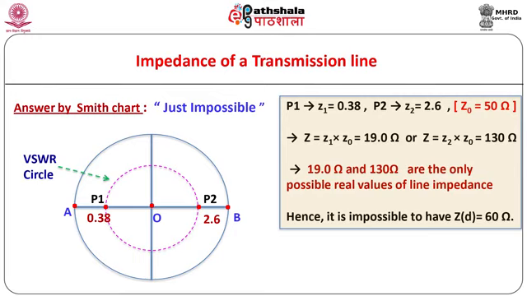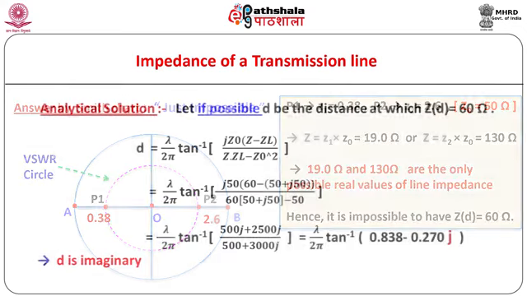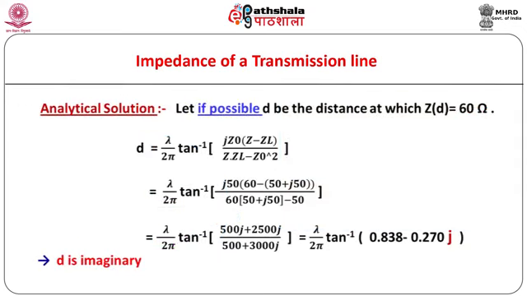Thus, we understand that 19 ohm and 130 ohm are the only possible real values of the line impedance, which are different from 60 ohm. Hence, it is impossible to have the line impedance real with magnitude of 60 ohm in the given problem. If you try to get the answer analytically by determining the value of D so as to obtain ZD equal to 60 ohm, the calculations will be as shown.